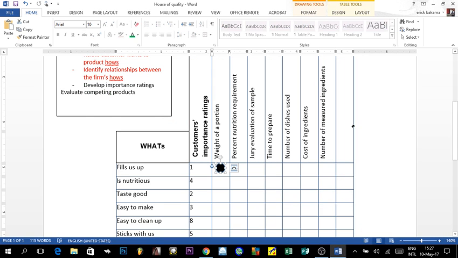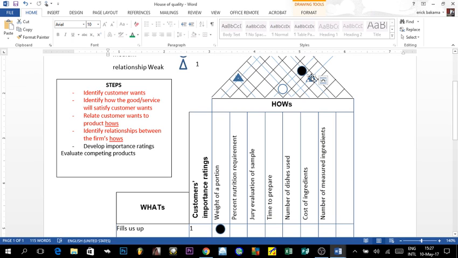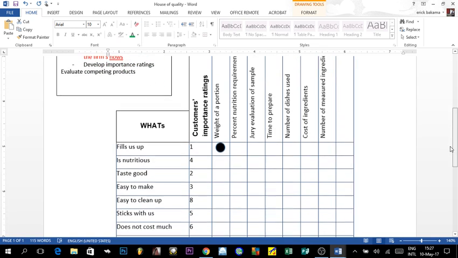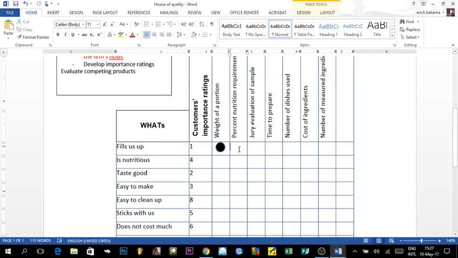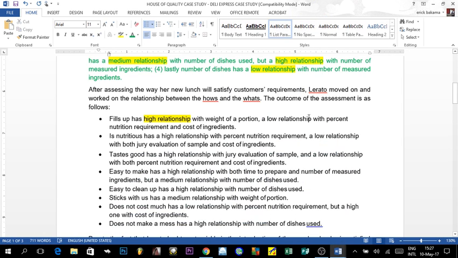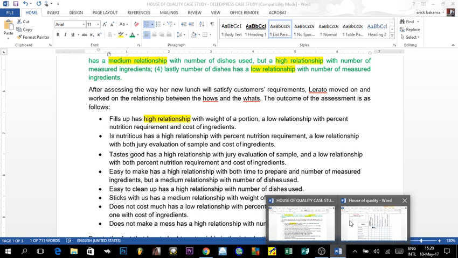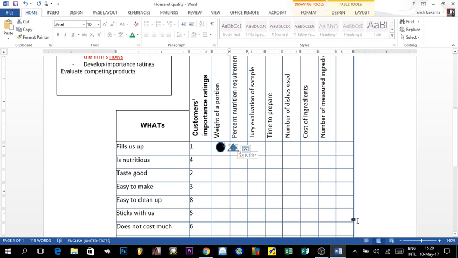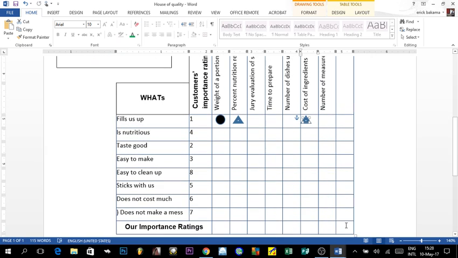So we check first of all the percentage. The relationship is low, according to what they say. Now, for the percentage of nutrition, the relationship here is low, and they also say the cost of ingredient has a low relationship with the percentage of nutrition requirement and the cost of ingredient, and the cost of ingredient somewhere here. So we are done now with the first part of fills up. Now we go down. We are working now with the second part.